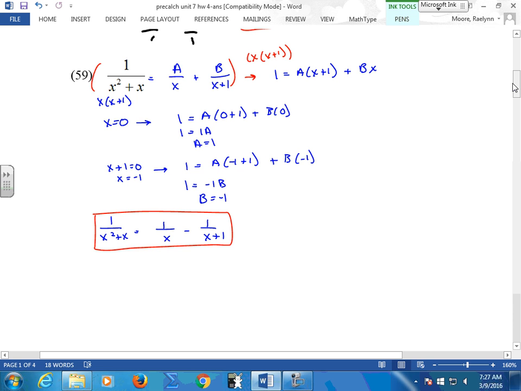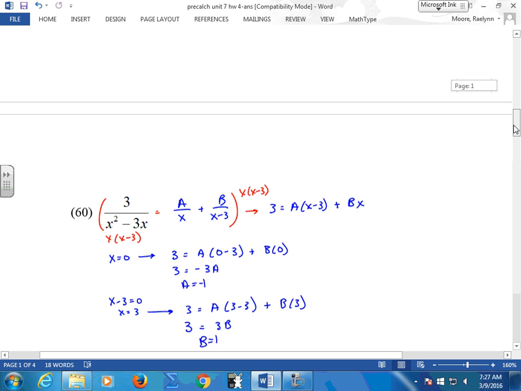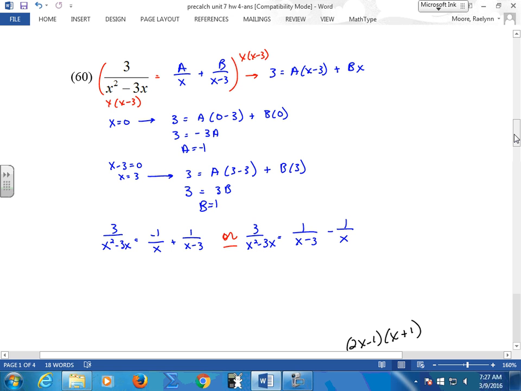Okay. Just kind of keep track as you go. Okay, again, these were nice little factors as well. As long as your final answer comes out, it doesn't matter where you put your A and your B. Your final answer just has to come out the same way.